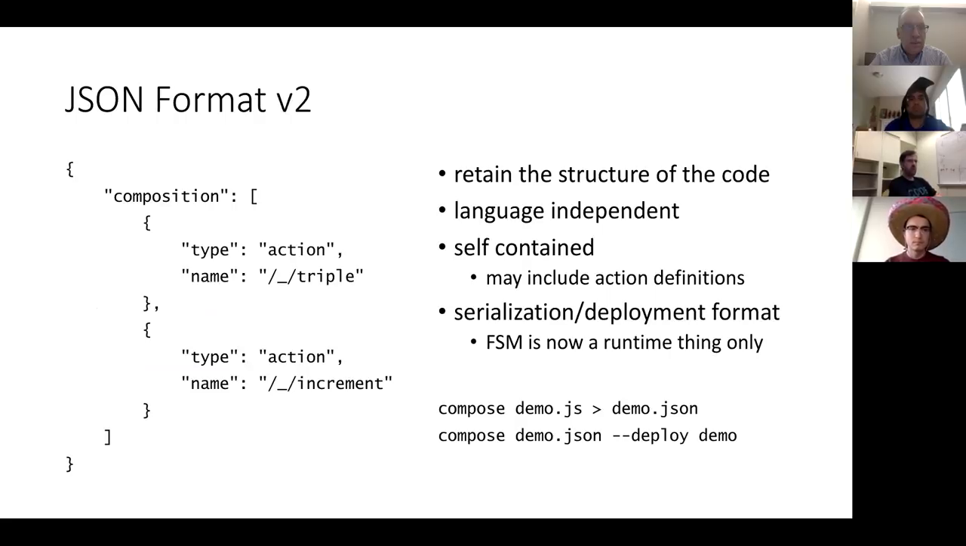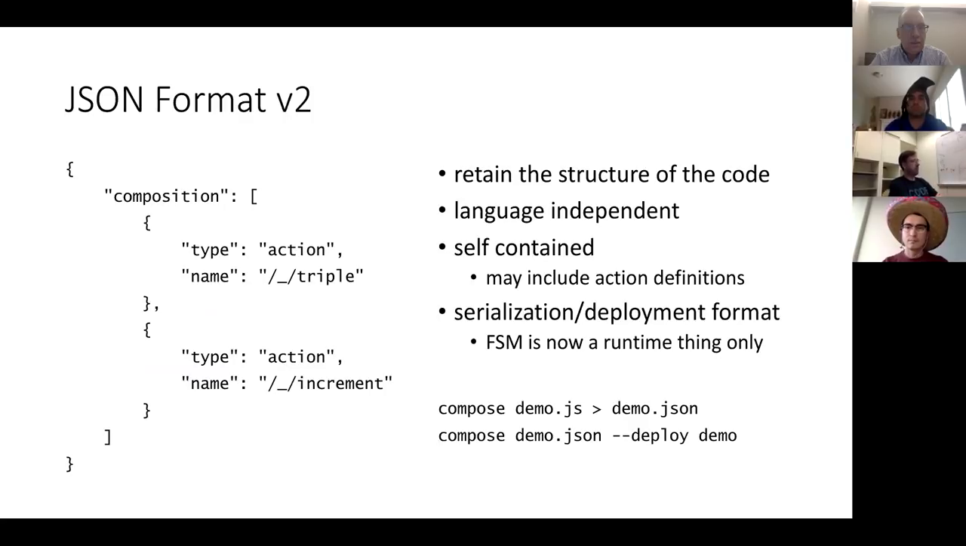So one big change coming to Composer V2 is that we changed the representation of compositions. If you know anything about Composer, what we were doing before is you would write your code in JavaScript, and then we were generating essentially a finite state machine to implement the composition. The finite state machine was really a runtime structure, not really great to look at or debug. And so what we're doing now is when we take the composition code written in JavaScript, what you generate out of it is a JSON representation that is pretty much of that.